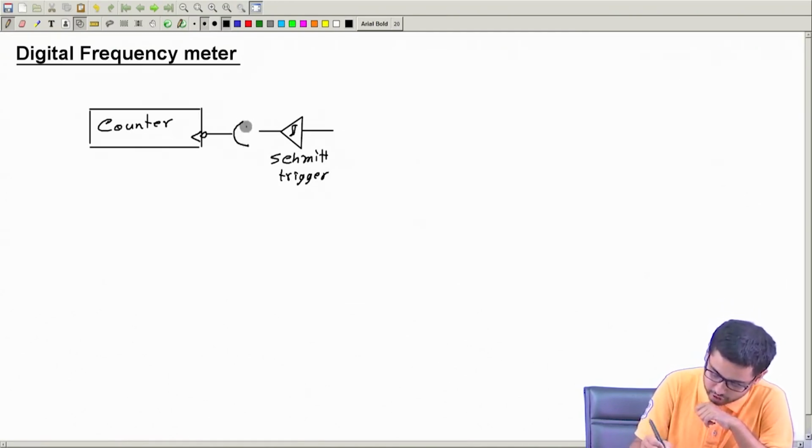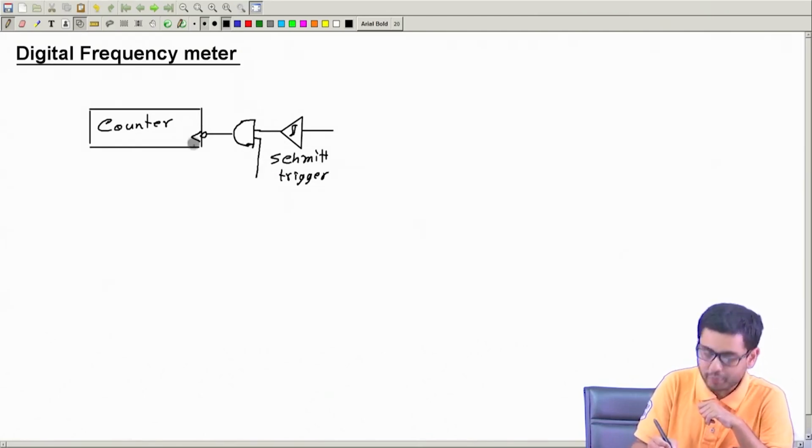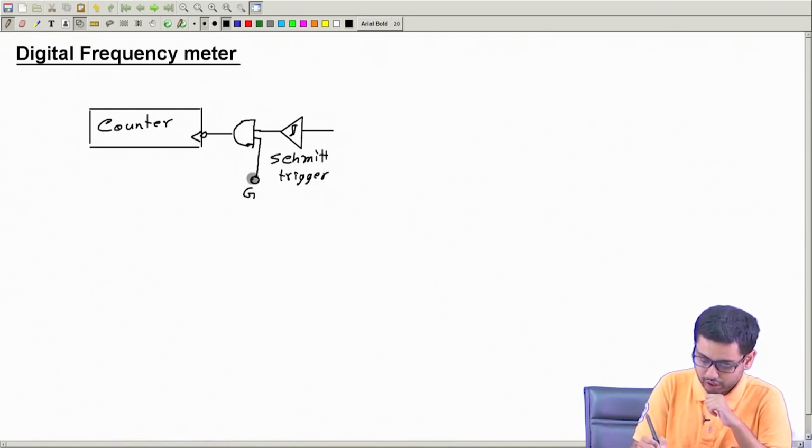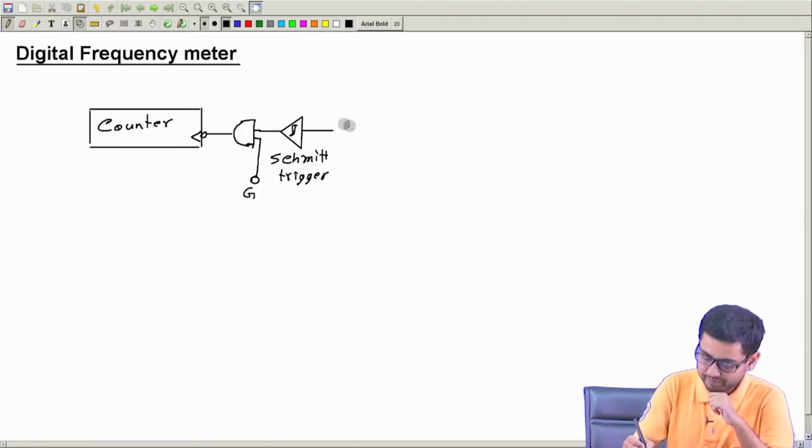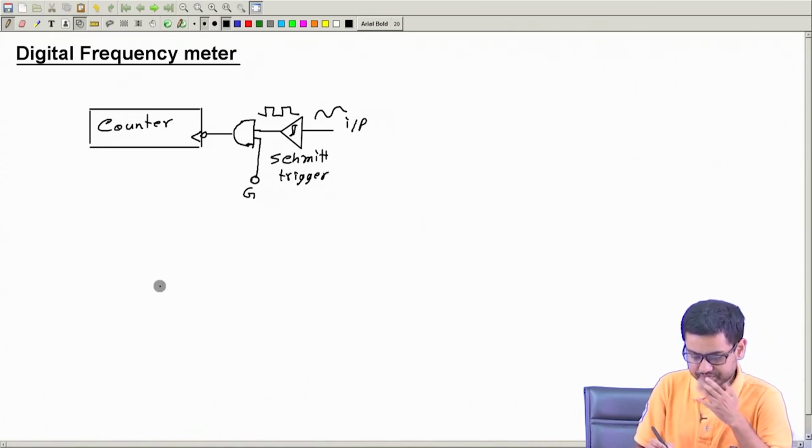but you can also use the AND gate, so that you have a flexibility to stop the counting at some point by making, say, this input G of this AND gate equal to 0, you can stop passing the input from here to here. So, the counting will stop. Okay. So, this is the input, this can be a sine wave or anything. Here we have a square wave and this will count.